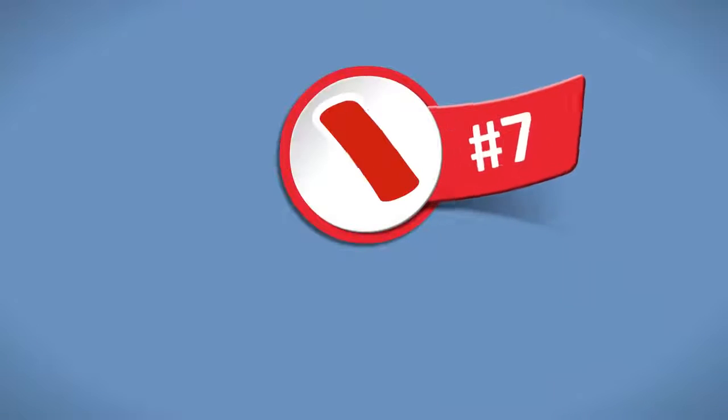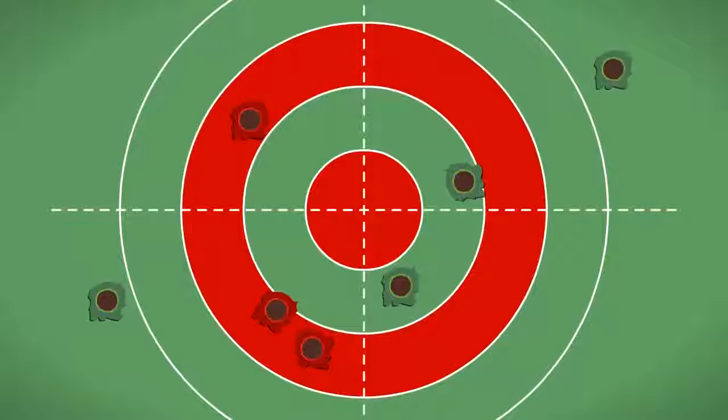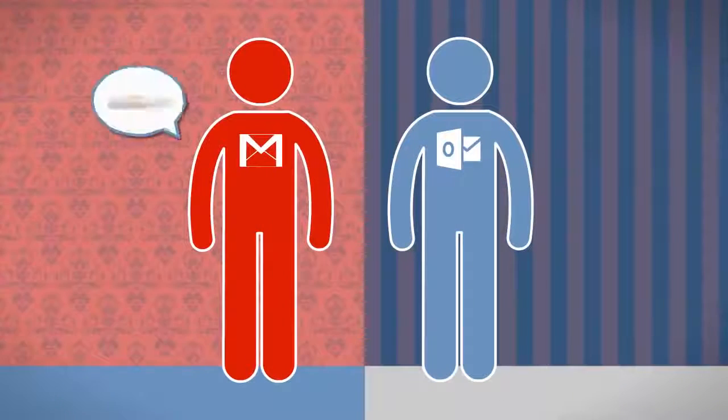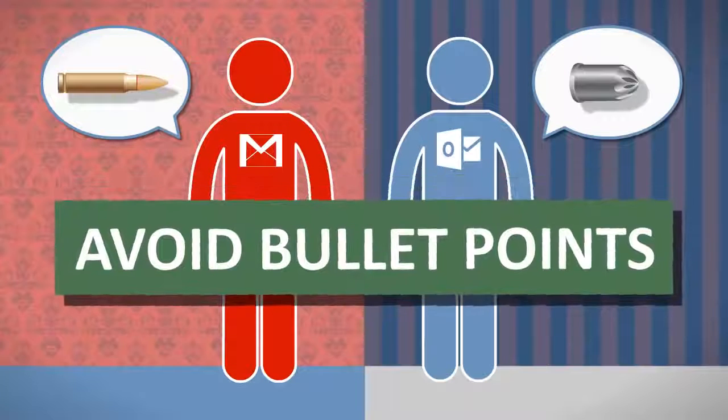Number 7, don't use bullets. Bullet points tend to render strangely from client to client. What Gmail thinks of as a bullet point differs from Outlook's definition. To keep them all happy, just avoid bullet points altogether. If need be, use different rows in your table to get that list look.